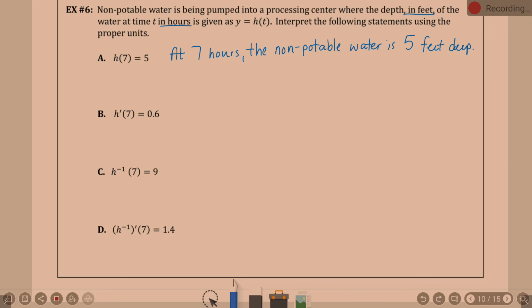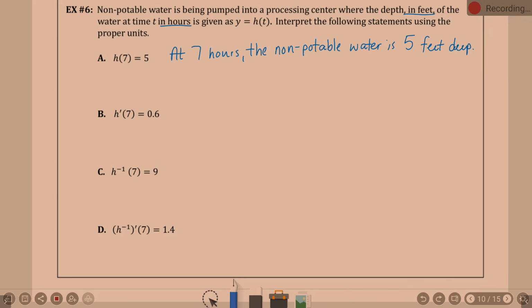H prime of 7 equals 0.6. I'm so confused. Why did I ever add any negatives in here? Well, we can talk about it on this one, but H prime of 7 equals 6/10. What are your thoughts? At 7 hours, the water is moving at a rate of 0.6 feet per hour. And what part of the water is changing? You've got the depth. Yes? Okay, so the depth of water is increasing at the rate of 6/10 feet per hour at t equals 7 hours.